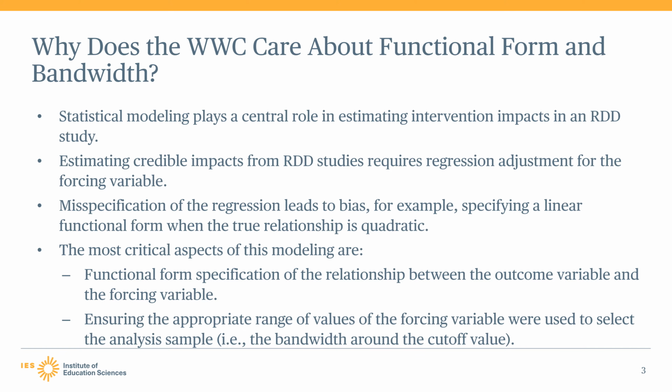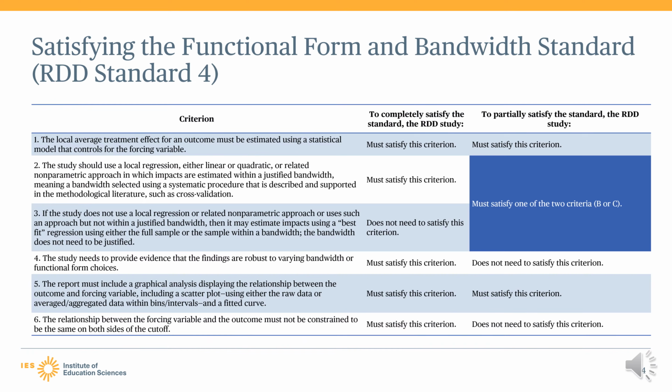Misspecification in these regressions can lead to a bias in impact estimation. For example, if a linear functional form was specified for the impact analysis, when in fact the true relationship was quadratic or nonlinear in some other way. Thus, two of the most critical aspects of statistical modeling in RDDs are the functional form specification of the outcome forcing variable relationship and the bandwidth, or the range of the forcing variable values used to select the analytic sample.